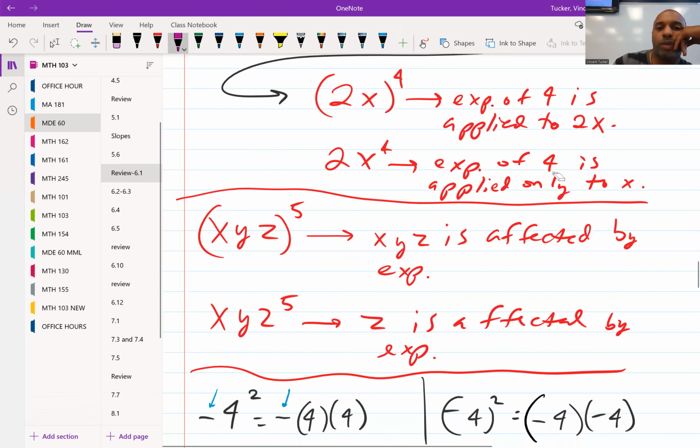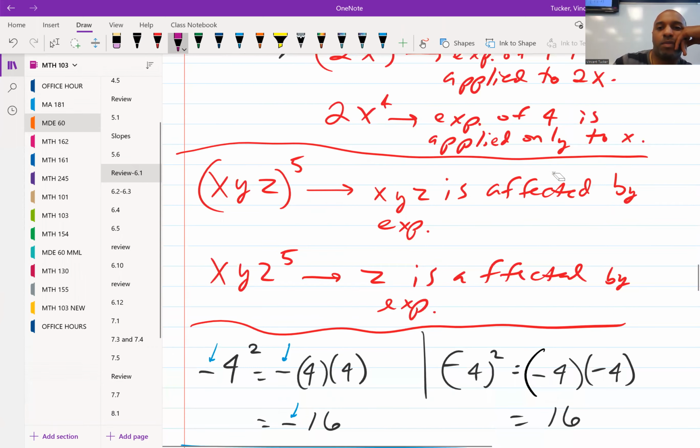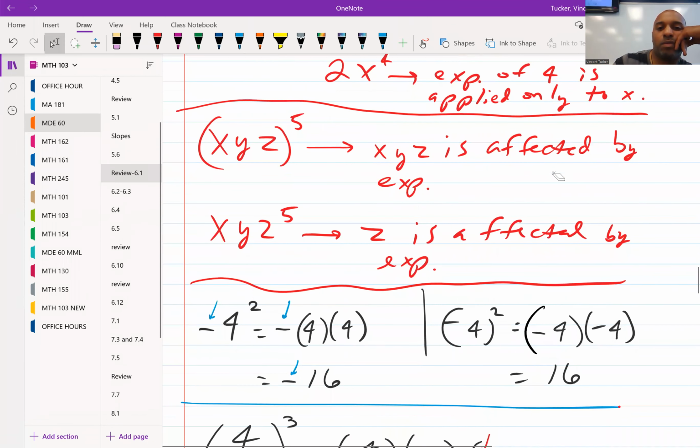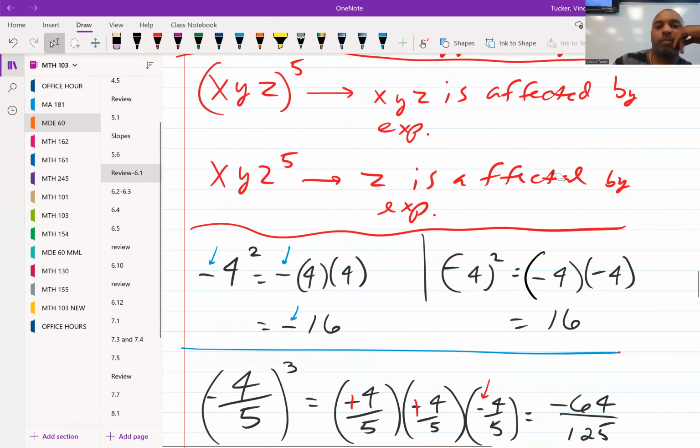Anybody holding on to 2x to the 4th? All right. So when it comes to negatives, same thing applies. If you want your negative to be affected by the exponent, you have to use parentheses. So that's what happens here.